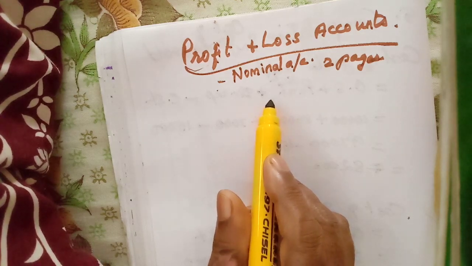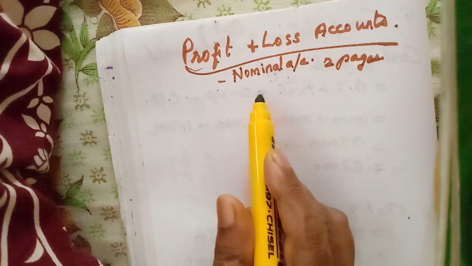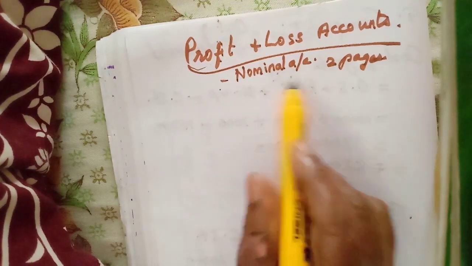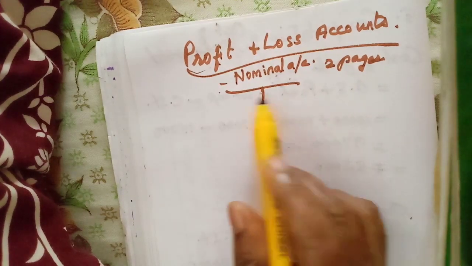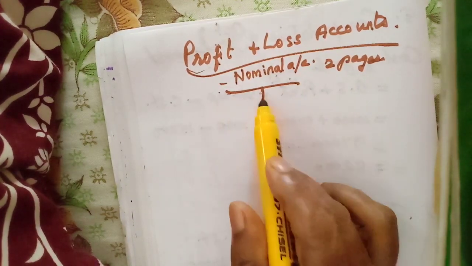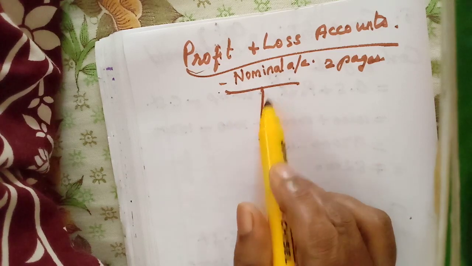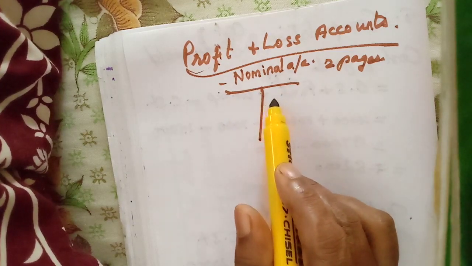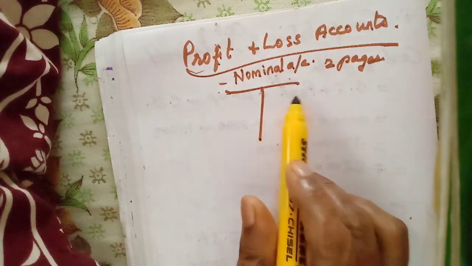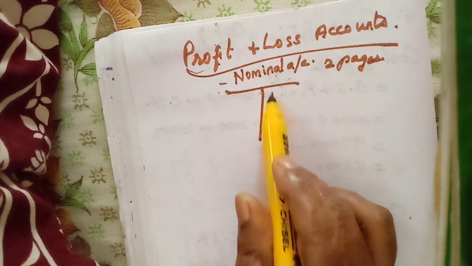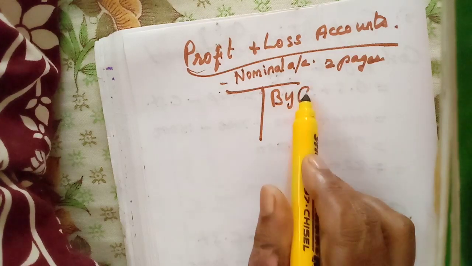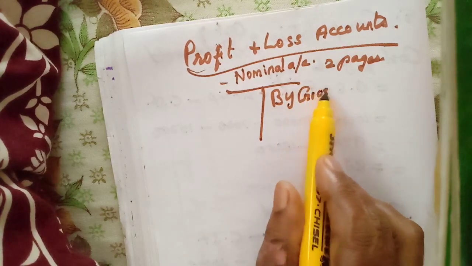Okay, and the first item will be that model. This is looking like a T, isn't it? So this one is called a T account. In short, we used to call it a T account. That means a 2-page account. Here, on the credit side, it will start with by gross profit brought down.